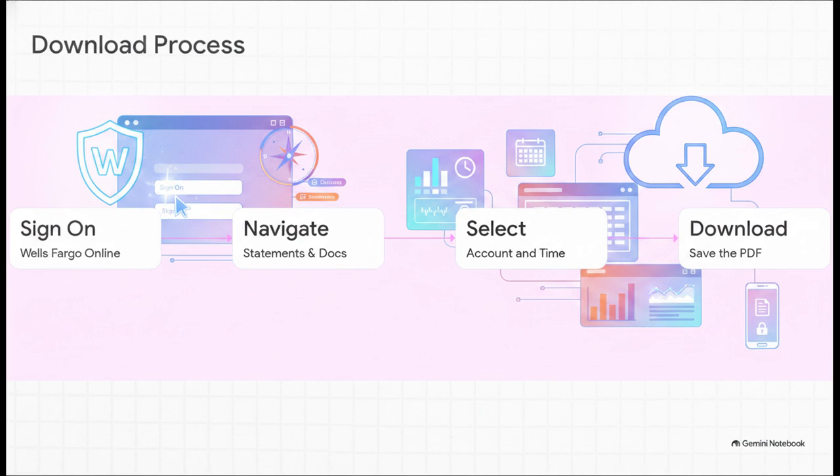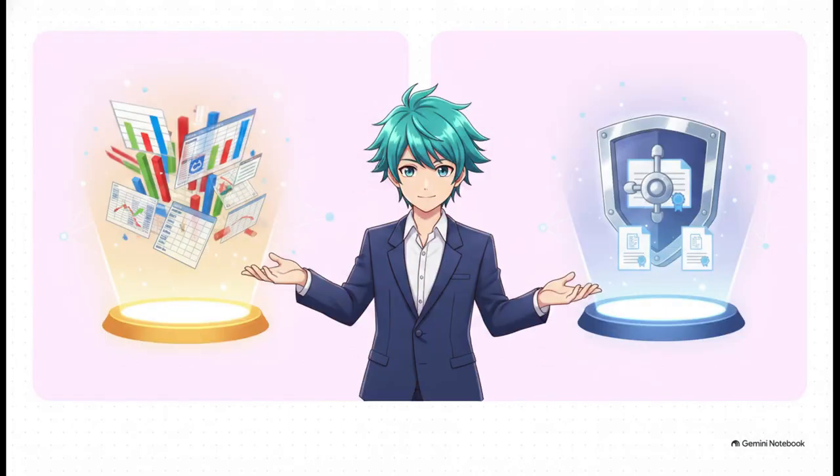Oh, and if you're doing this on your phone, just tap the menu icon down in the bottom right corner to find Statements and Documents. Super easy. Now, here's a pro tip that is going to save you so much time. Wells Fargo actually offers 2 different data products. If you just need your raw transactions for the last 18 months, grab the Account Activity Download. That'll give you an instant CSV file.